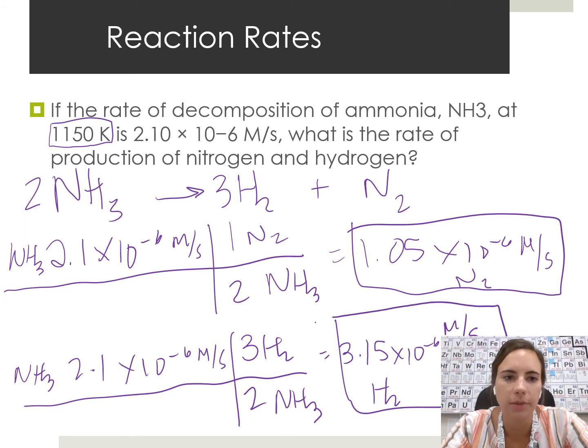So what this tells me is that the rate of disappearance of ammonia is 2.1 times 10 to the negative 6. The rate of appearance of nitrogen is 1.05 times 10 to the negative 6. And the rate of appearance of hydrogen is 3.15 times 10 to the negative 6. And this makes sense because, think about ammonia compared to nitrogen. 2 ammonia get used up whenever 1 nitrogen is made. So it makes sense that the rate of disappearance of ammonia is double the rate of nitrogen.